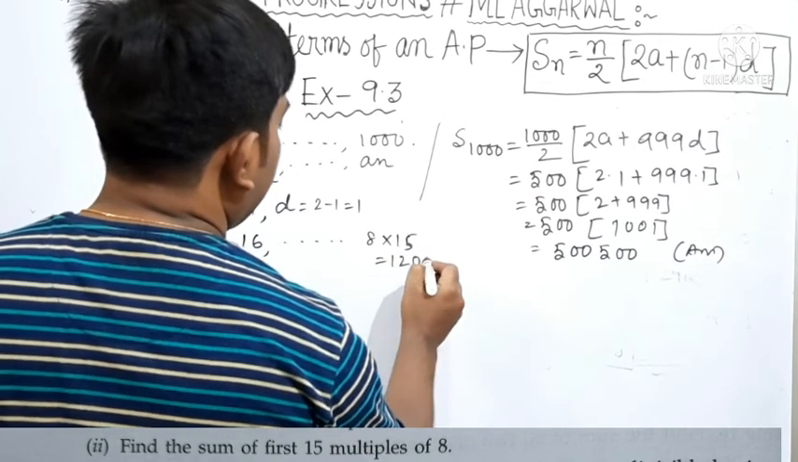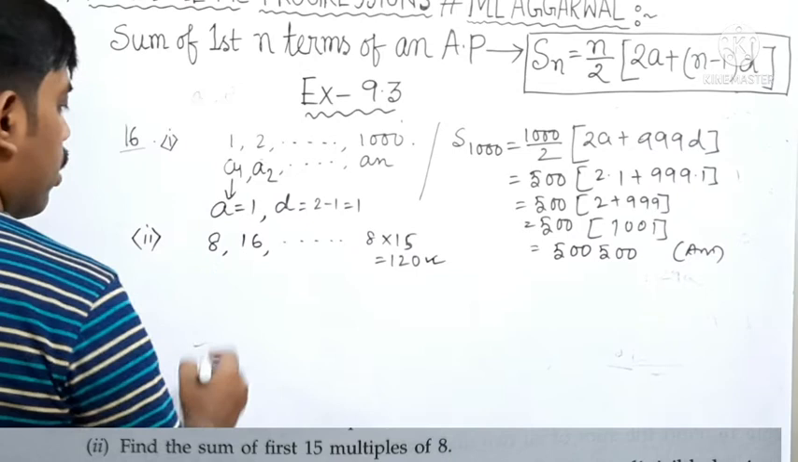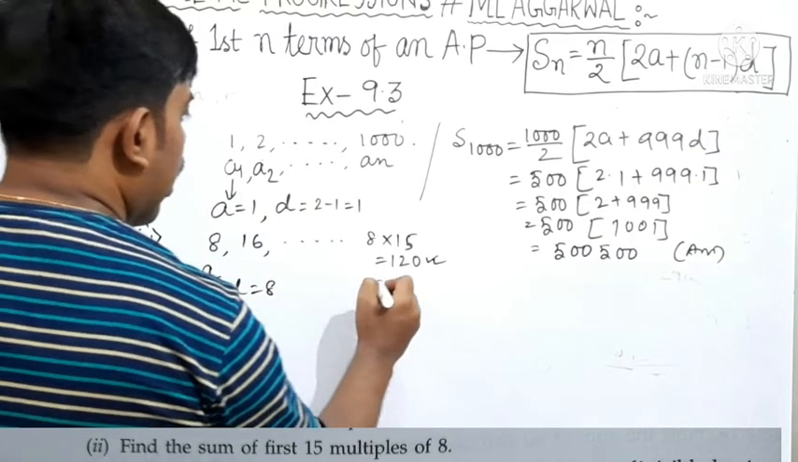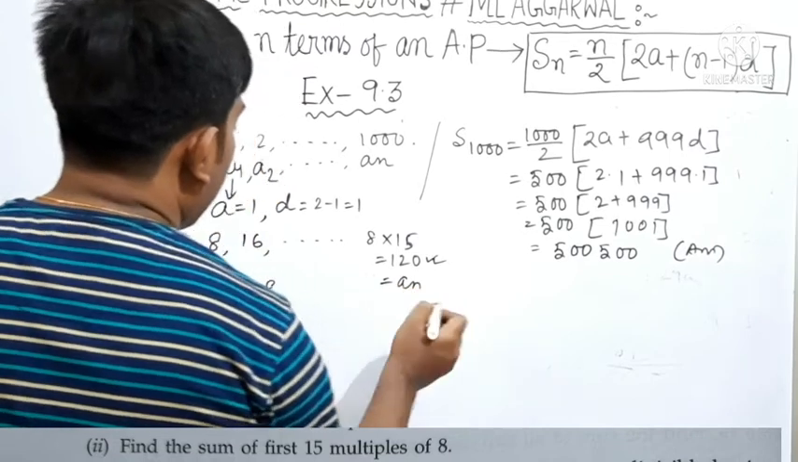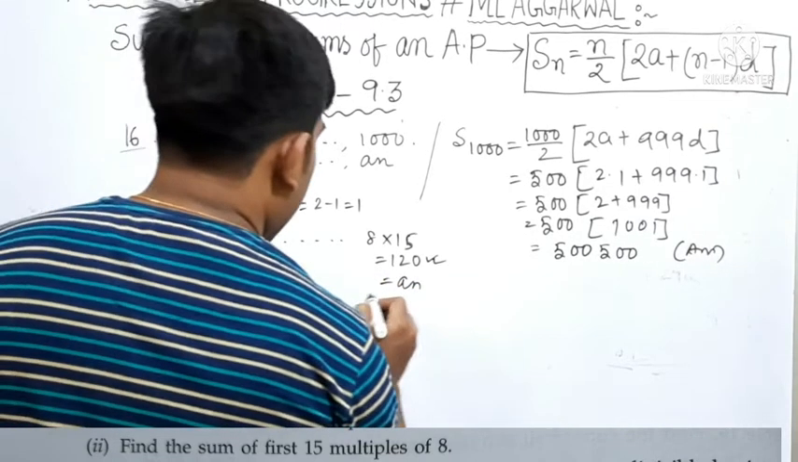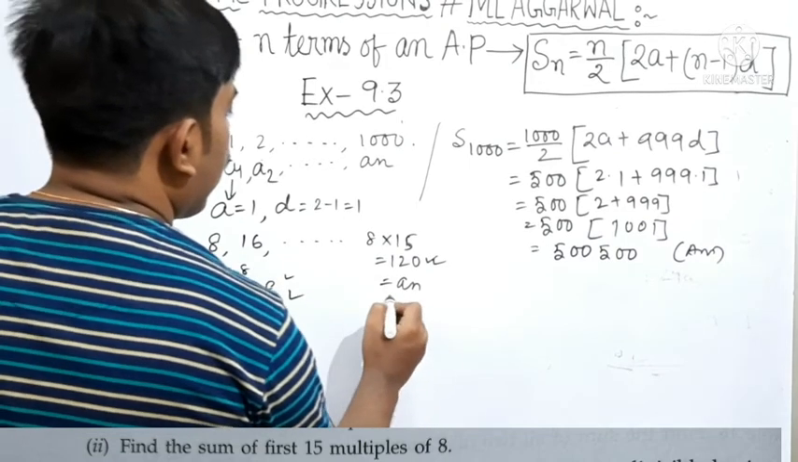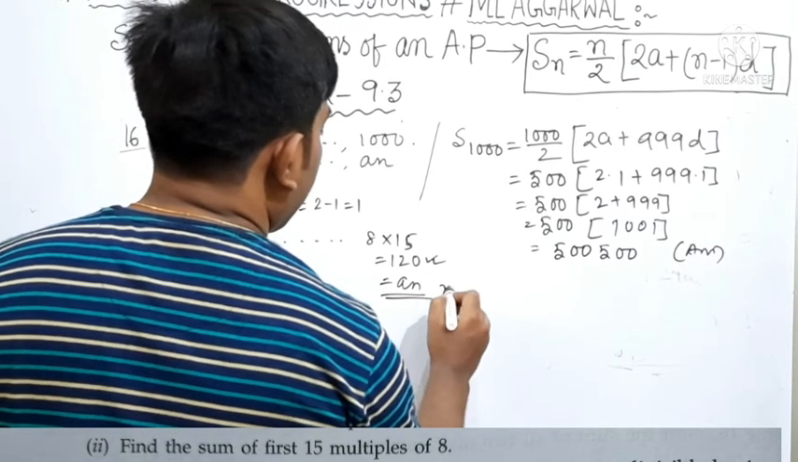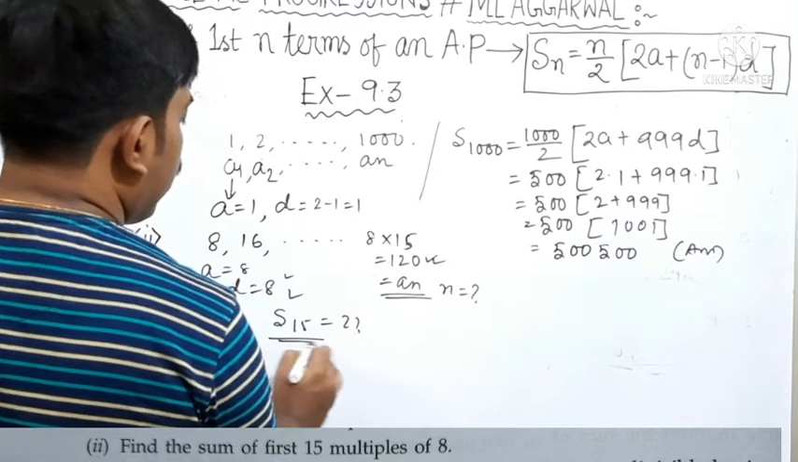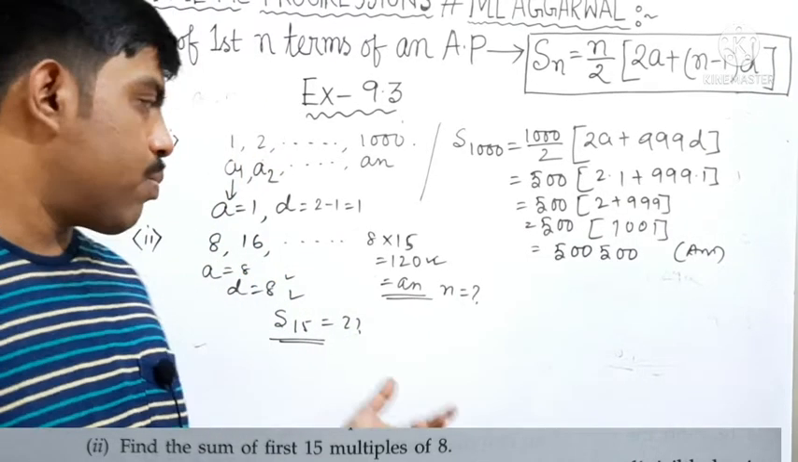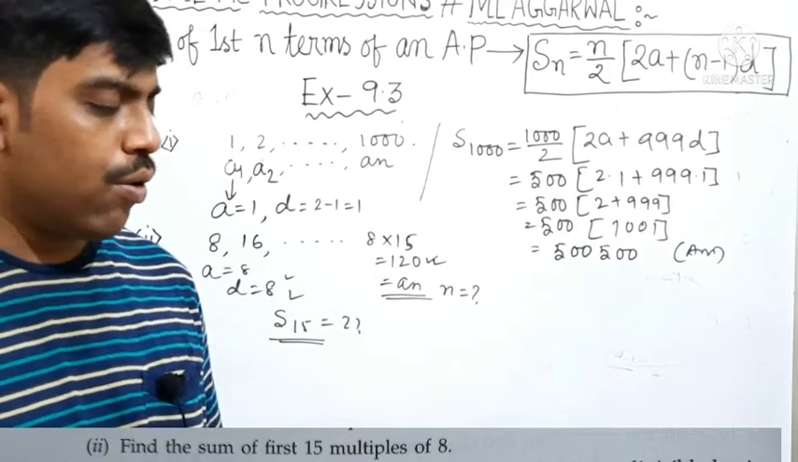So 8 into 15 is 120. So A and D will be 8 and it is an. From that I will find out here A is also 8, D is also 8, and from this portion we will find out the value of N, then we will find out S15. So it is very easy and you will do this problem in your home. So it will be your homework.